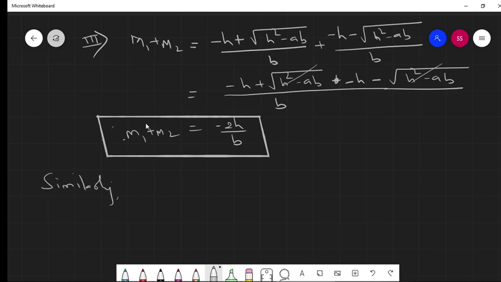Similarly, m1 dot m2 equals, in the same process you can find, a by b. It is a very important part for this also. So m1 plus m2 is minus 2h by b, as I have shown here in the solution. m1 times m2 is a by b, using the a square minus b square formula, and finally you will get this solution. Now moving to the next part.